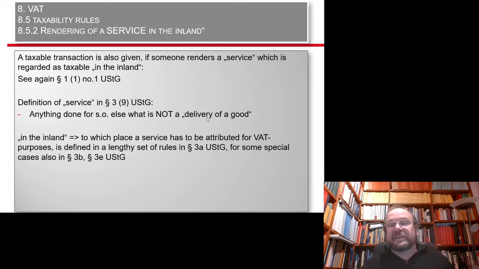that is regulated by very special rules. That's a mass of them, nearly 20 different rules in paragraph 3A, 3B, and 3E of the UStG, or in a bigger chapter in the VAT directive to which these rules correspond.